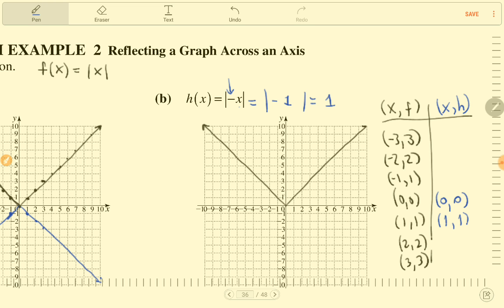So that would be here. Okay, let's do negative 1 and 1. I'm going to plug in a negative 1 here this time.